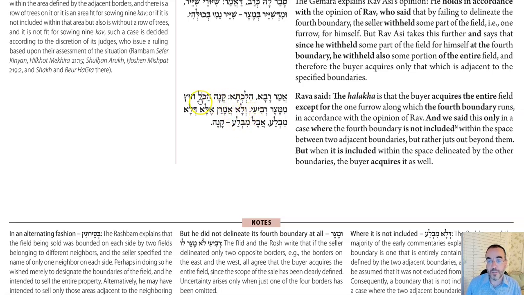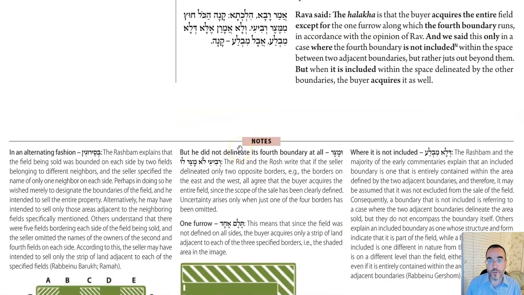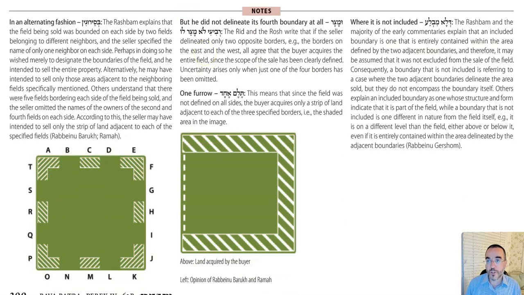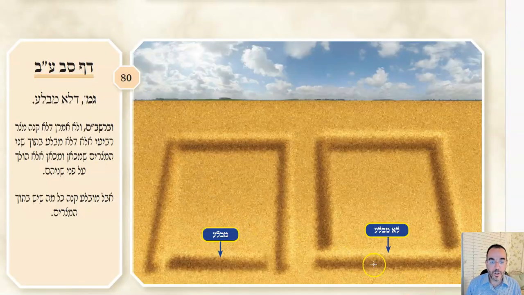But he says halacha is that he acquires the entire field except for the furrow along the fourth wall that he didn't mention. However, that's only if it's not included within those sides. But if it's included within those borders, then he does acquire it. Here's a picture that will be clearer. So here is lo muvla. In other words, you have these three sides that he delineates, and that last side, that furrow would be outside.